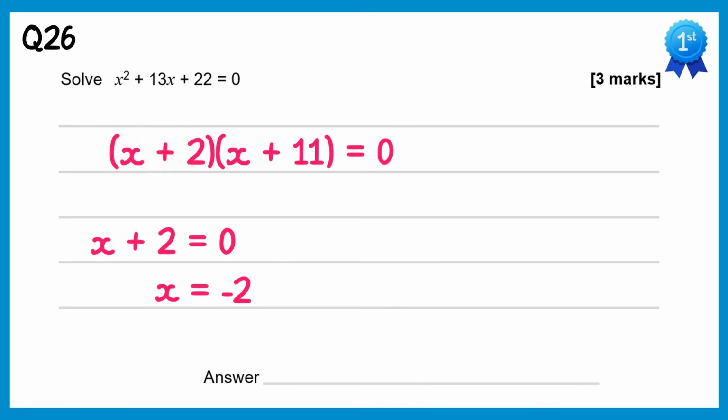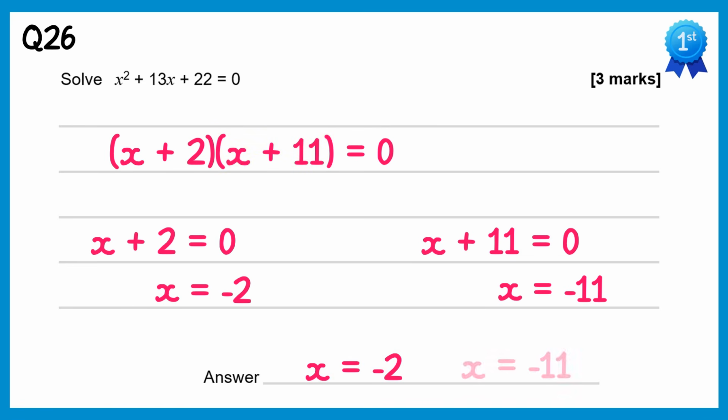And then we look at the second bracket. What if x plus 11 was equal to 0? Well, we would just take away 11 from both sides. This would give you x equals negative 11. So they're your two answers, x equals negative 2 and x equals negative 11.